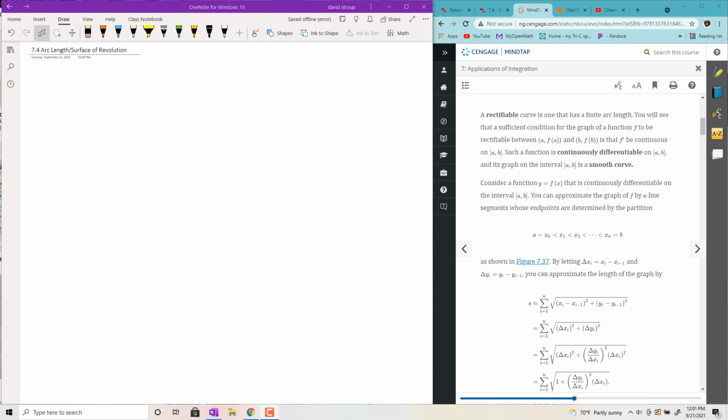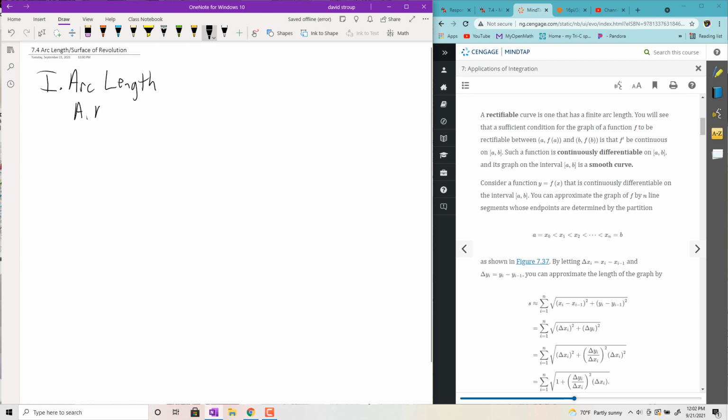Okay, hey, welcome back. So this time we're going to get formulas for arc length and surface of revolution. Arc length is a little bit more important to me. We'll use it later on in Calc 3. Surface of revolution, in my experience, not so much, but your experience may differ. Anyways, let's get the formula for arc length.